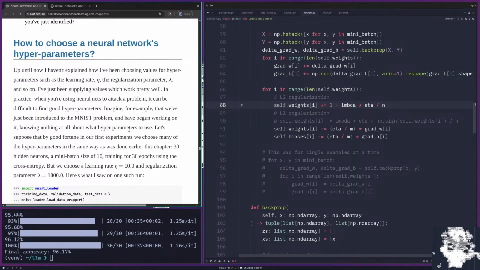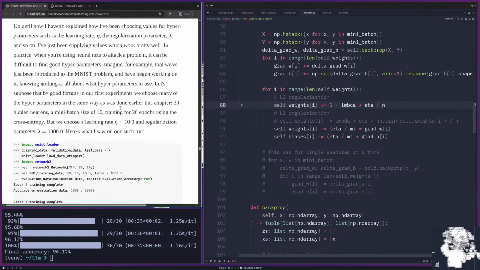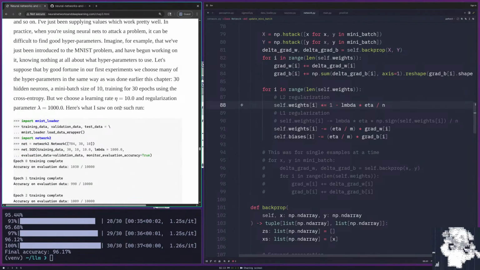How to choose a neural network's hyperparameters. Up until now, I haven't explained how I've been choosing values for the hyperparameters, such as the learning rate eta, the regularization parameter lambda, and so on. I've just been supplying values which work pretty well. In practice, when you're using neural nets to attack a problem, it can be difficult to find good hyperparameters. Imagine, for example, that we've just been introduced to the MNIST problem and have begun working on it, knowing nothing at all about what hyperparameters to use.